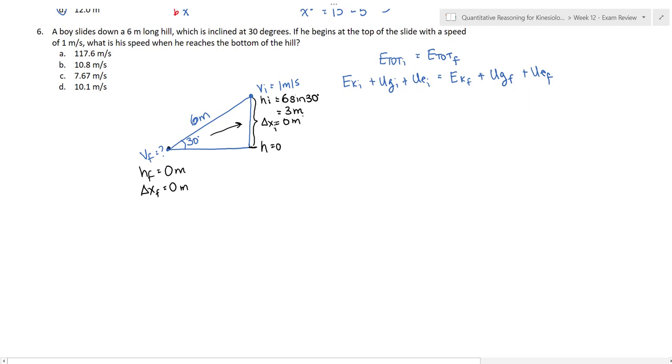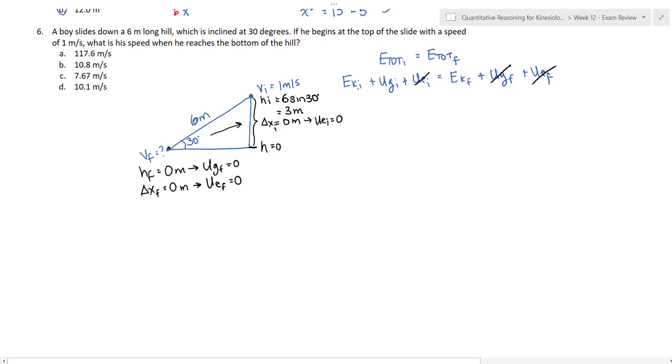Okay, so now let's use that information to cancel out anything that we know is 0 in our equation that we wrote out. So our initial delta x is 0, so that means that our initial elastic potential energy must be 0. And our final height is 0, which means our final gravitational potential energy is 0. So that's gone. And our final delta x is 0, which means our final elastic potential energy is also 0. So that term is gone. And that makes this a little bit easier to work with now.